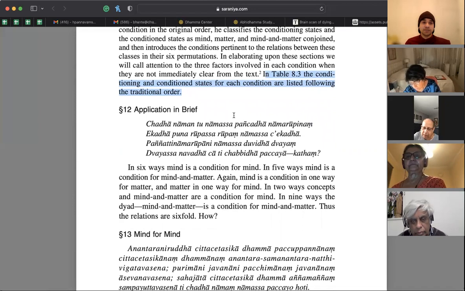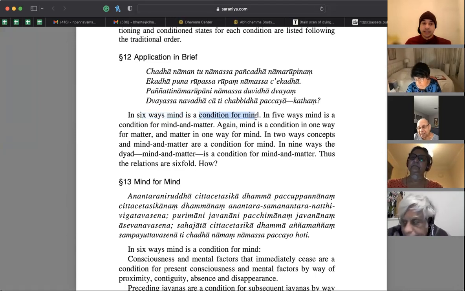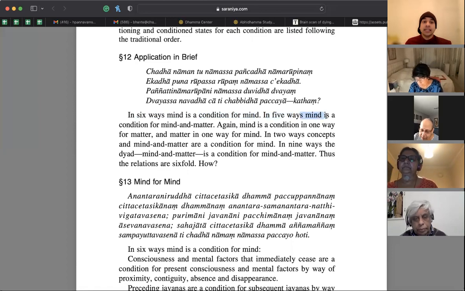Verse 12, application in brief. In six ways, mind is a condition for mind. In five ways, mind is a condition for mind and matter. Again, mind is a condition in one way for matter, and matter in one way for the mind. In two ways, concepts and mind and matter are the condition for mind. In nine ways, the dyad mind and matter is a condition for mind and matter. Thus, the relations are sixfold.